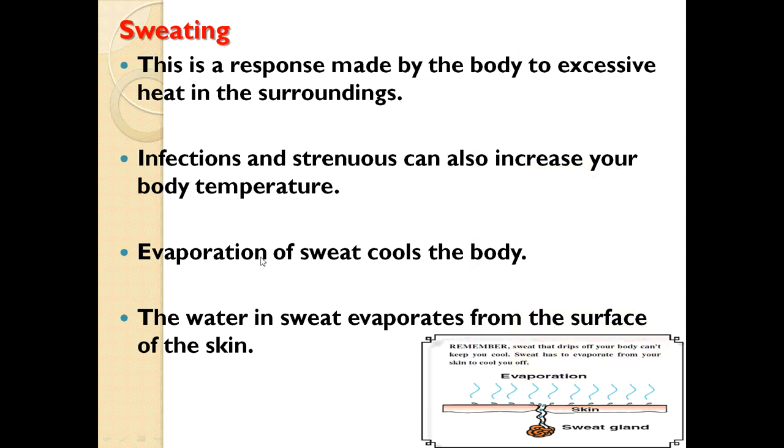Sweating is the next way in which the human body loses heat whenever the environment is hot. This is a response made by the body to excessive heat in the surroundings, and to infections or strenuous exercise, as they're saying there. Infection should include something like fever, for example, because the body temperature normally increases then. How sweating works is that first you have the sweat gland there, and this is the sweat duct. The sweat then moves to the surface of the skin.